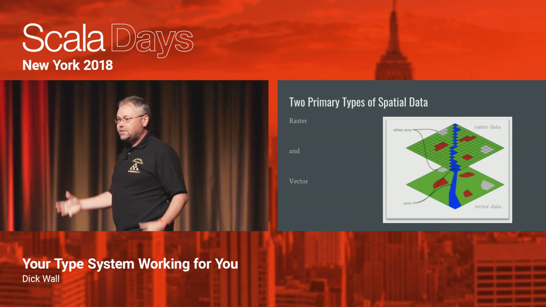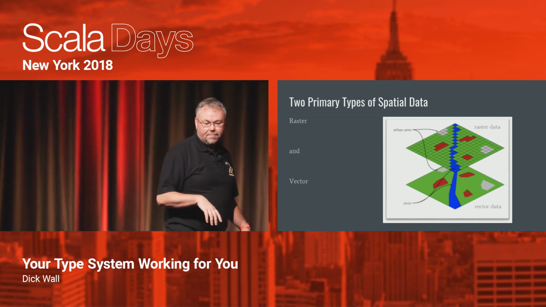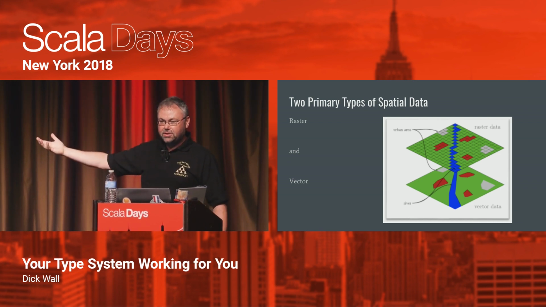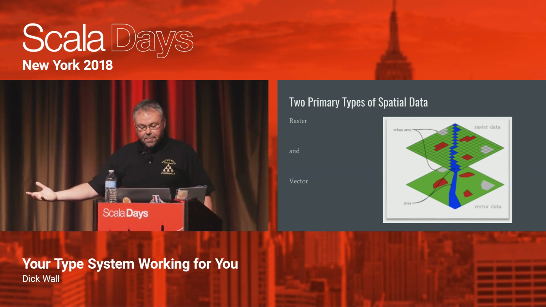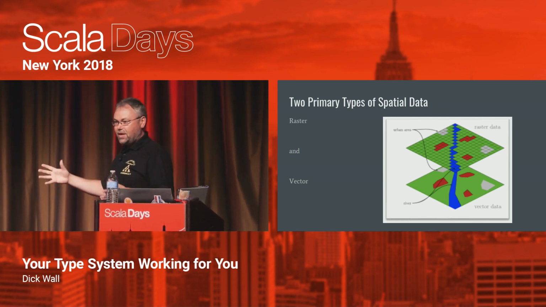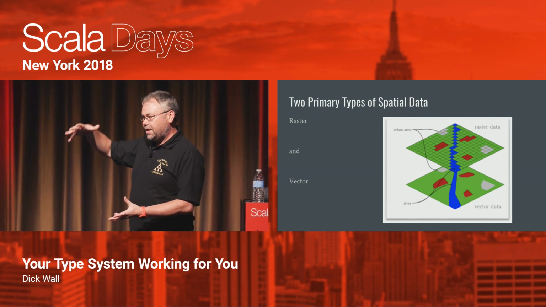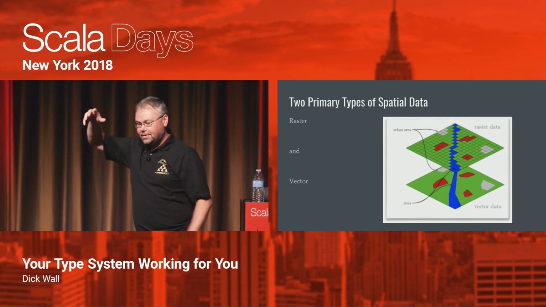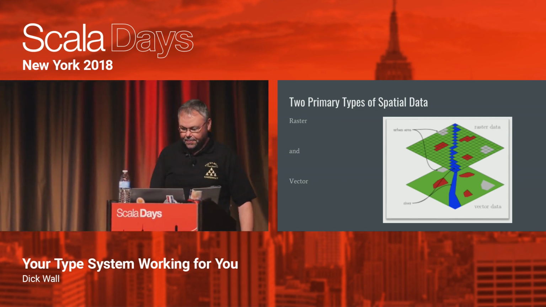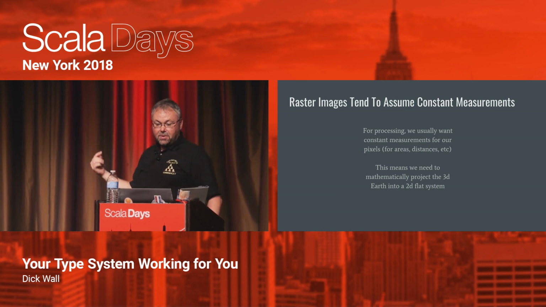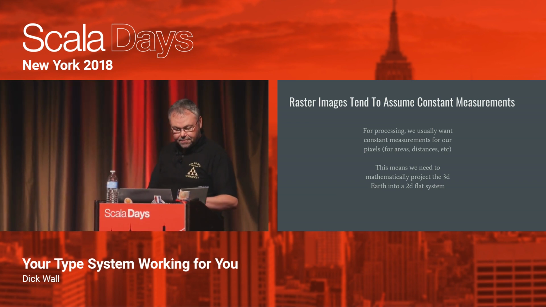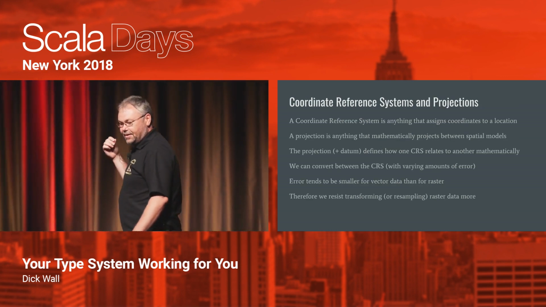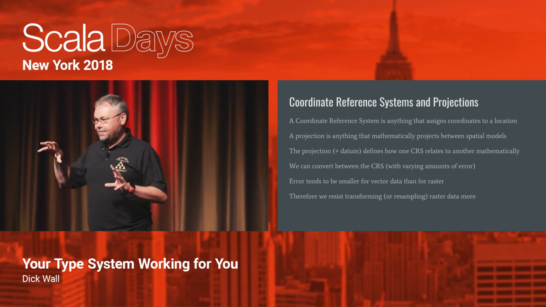We have to come up with some other way of getting the data out of that. And these are the two types of data that we deal with. Vector is great when you can get it, it has a lot of structure, it scales very nicely. Raster data is what pretty much everything that a satellite produces will be, because that's what we have. We have image sensors, and they take pictures, and photons go into boxes, and that's what you get. Okay. So raster images tend to assume constant measurements. The reason I'm belaboring all this is that we have to deal with the fact that we're going to be dealing with something other than lat-longs, okay?